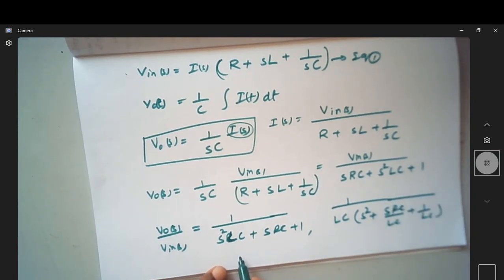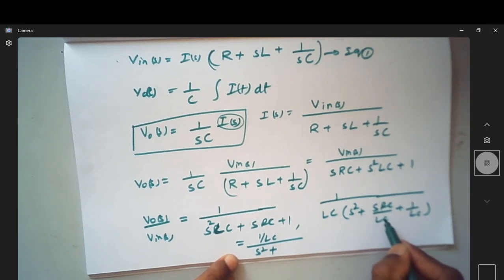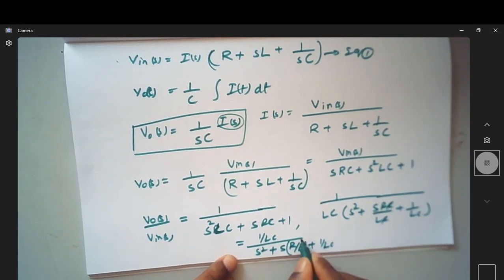So now can I rewrite this as equal to 1 over LC divided by S square plus, so does this C go with this C? So is it not S R by L plus 1 over LC? This is what is V naught of S by V in of S.